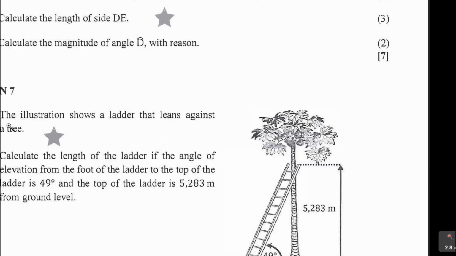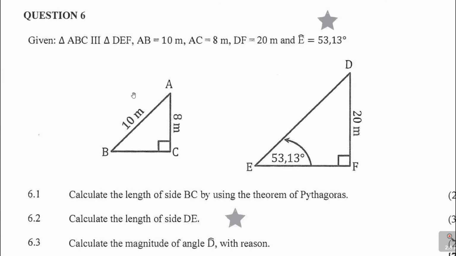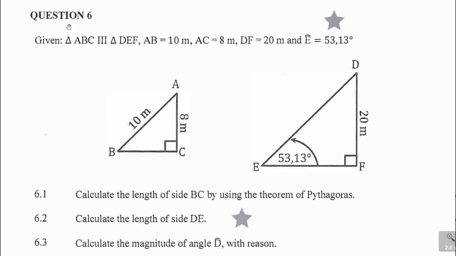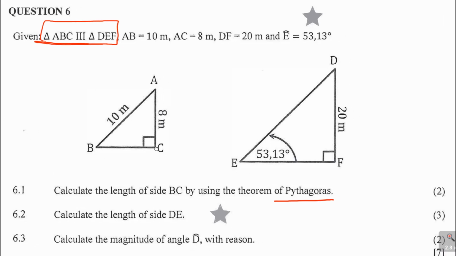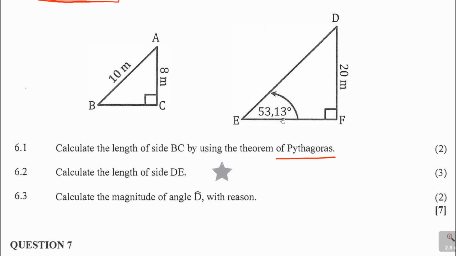Now next question here, it says question 6, we are given this, and this is a bit of trigonometry, and that sign means similar. They're saying triangle ABC is similar to triangle DEF. Then they give you that. Calculate the length of BC by using Pythagoras theorem. The theorem of Pythagoras is very important, so they test you here. Calculate the length of side DE, which is this one DE. Again, I show you that.